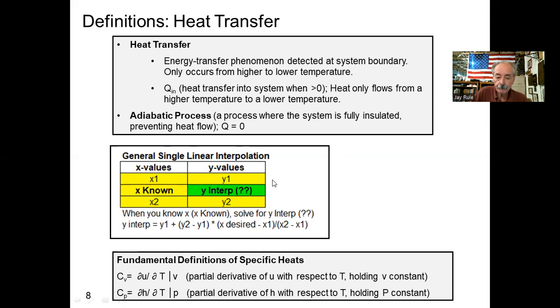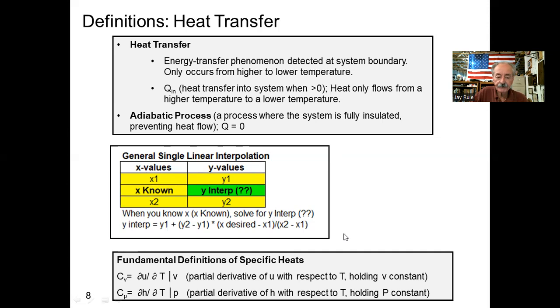You've gotten good at interpolation. You should be able to figure out the formula by writing down a little table on your own to interpolate for y when you have x.